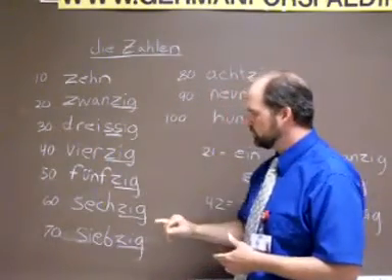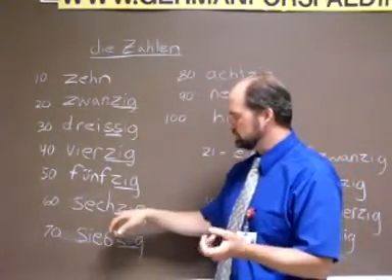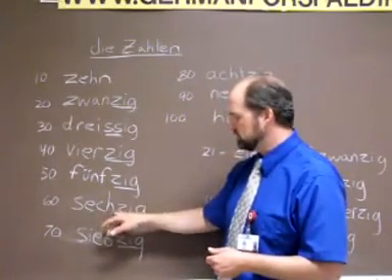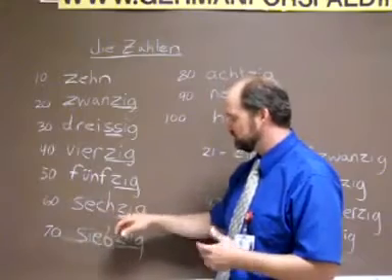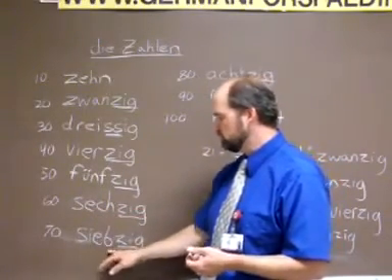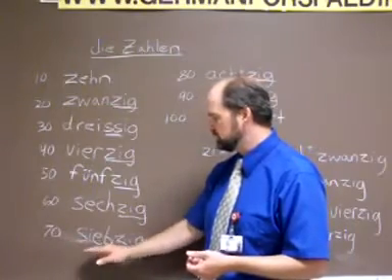Okay? Another thing that points out, as I pointed out in 16 and 17, in 16 the Sechs lost its S and just became 16, but now it's Sechzig. And 7, which in German is sieben, lost its EN, so now for 70 it's siebzig.